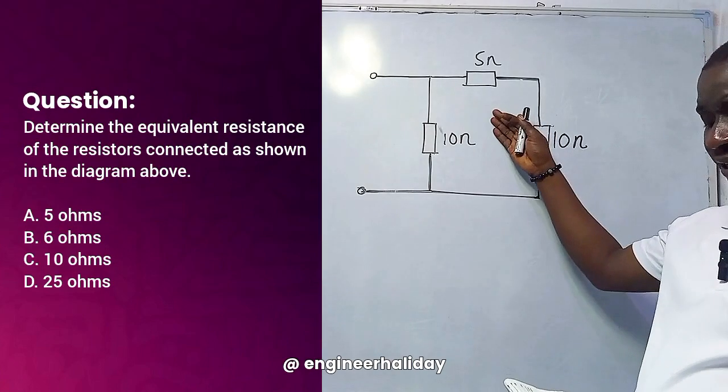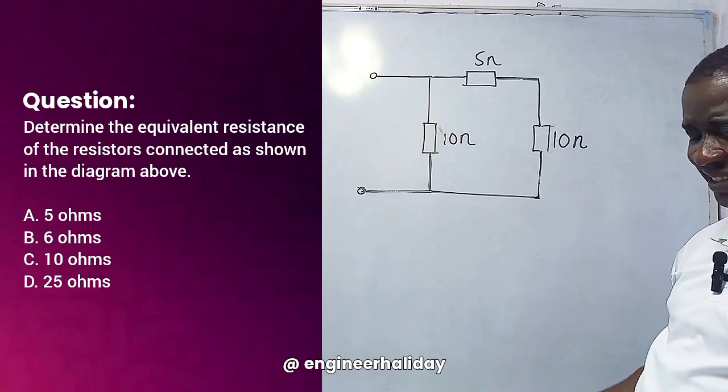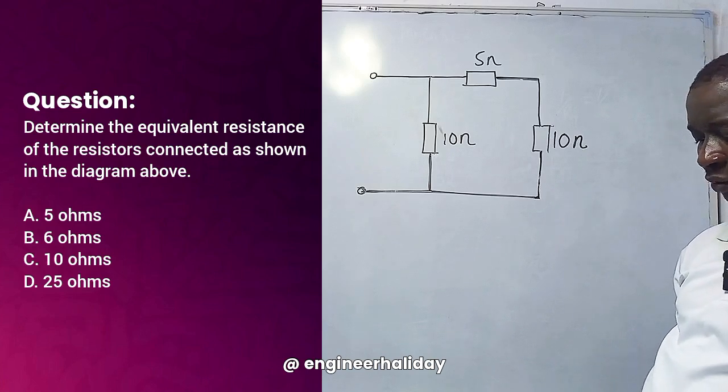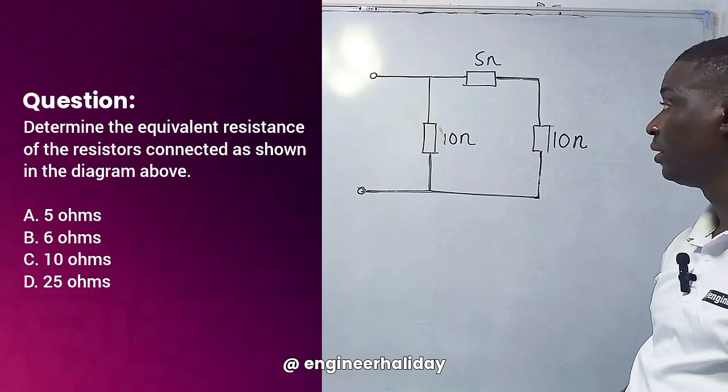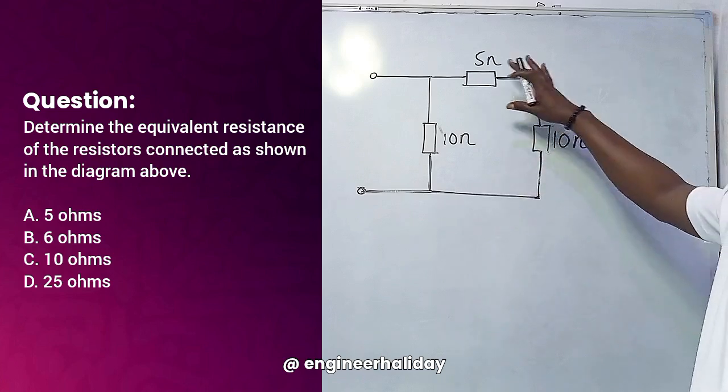Now, this is the circuit given to us. They say determine the equivalent resistance of the resistors connected as shown in the diagram above. What we have seen here is the diagram of the circuit.